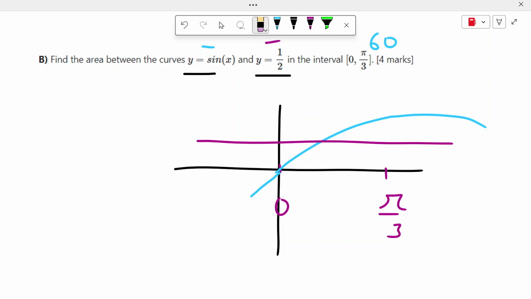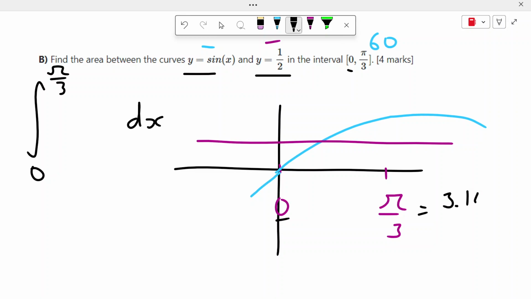So normally what we need to do is figure out which function is on top and which one is on the bottom and do the definite integral of that. So you'll have the thing on the bottom, which is the 0, so that's the lower bound here, and the thing on the top is pi on 3. Now remember, pi on 3 is equal to 3.14 divided by 3, so it's roughly equal to 1.04, right? It's just a number, right?